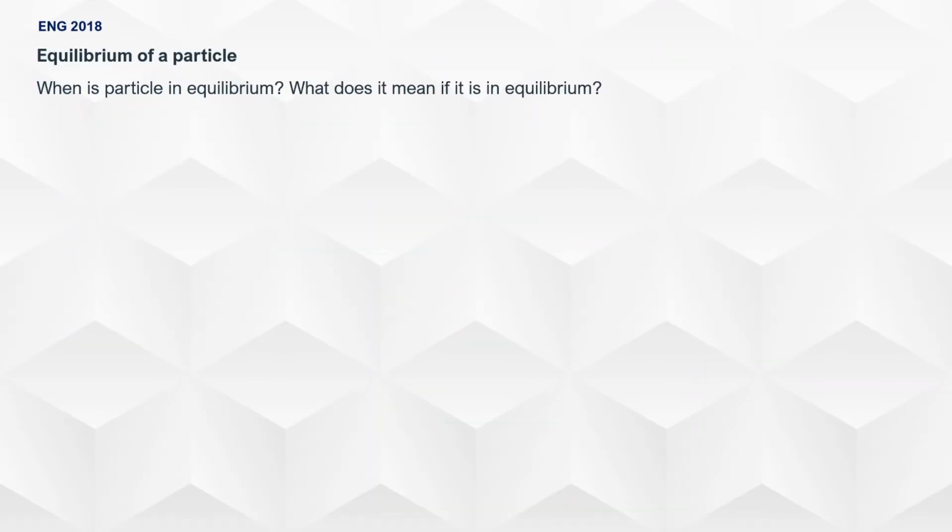Okay, so when is a particle in equilibrium and what does it mean? To maintain equilibrium, it is necessary to satisfy Newton's first law of motion, which requires the resultant force acting on a particle to be equal to 0. And this condition is stated by the equation of equilibrium: summation of forces, F, is equal to 0.